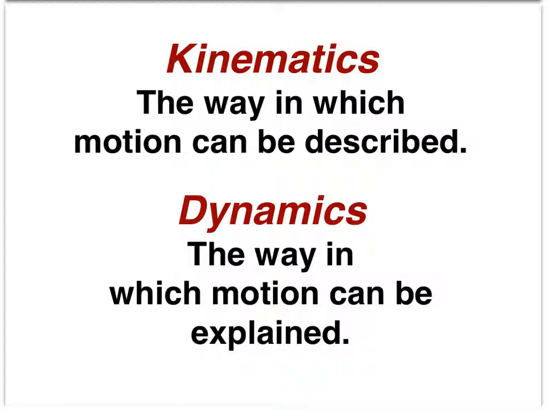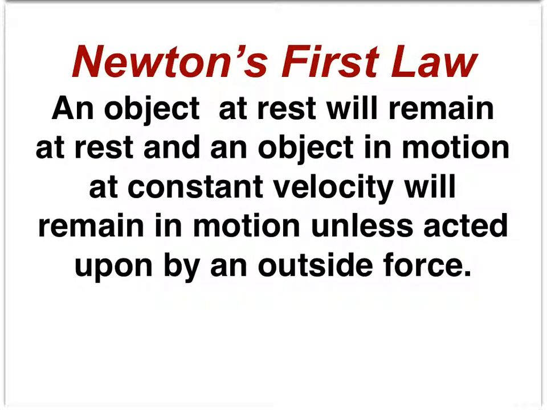What caused me to move in a certain direction? What caused me to accelerate? What were the causes of my motion? The basis for the dynamics unit is Newton's three laws of motion. Newton's first law of motion states that an object at rest will remain at rest, and an object in motion at constant velocity will remain in motion unless acted upon by an outside force.